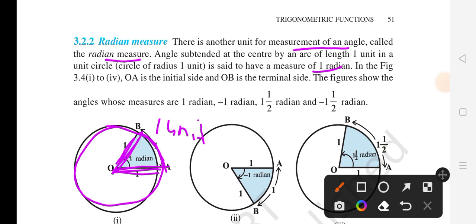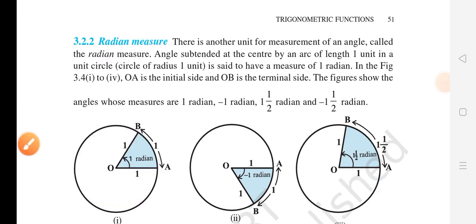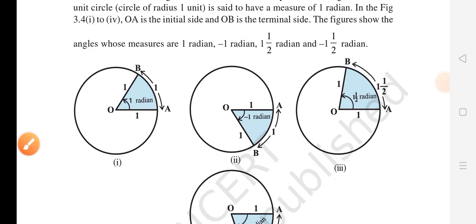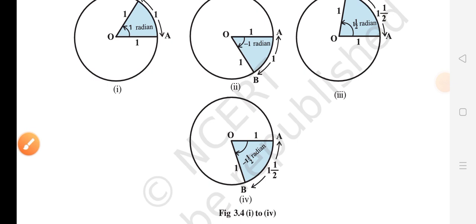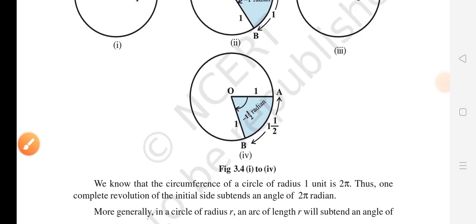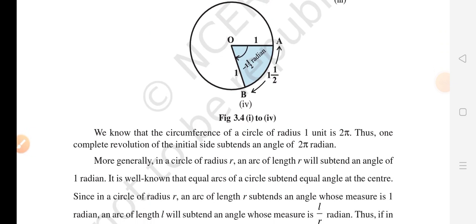An angle subtended by an arc of 1 unit in a circle of radius 1 unit is said to have a measure of 1 radian. In figure 3.4 (i) to (iv) you can look: OA is the initial side, OB is the terminal side. The figure shows an angle whose measure is 1 radian. This is anti-clockwise rotation, that is why it is 1 radian. This is clockwise, that is why minus 1 radian. This is 1.5 radian anti-clockwise rotation, and this is clockwise rotation, so minus 1.5 radian.